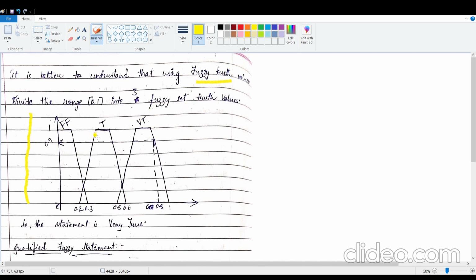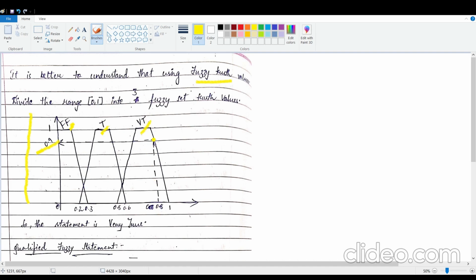Here I have represented just 3 truth values. This is fairly false, this is true, and this is very true. Now with these membership functions, I'll try to map my 0.8 to any of these membership function values. If I try mapping that, I get very true with a confidence of 0.9. Now what 0.9 says is that you could map this 0.8 to very true with a confidence of 0.9.